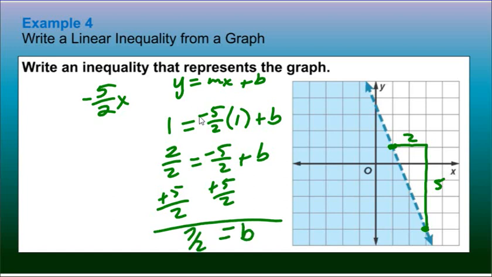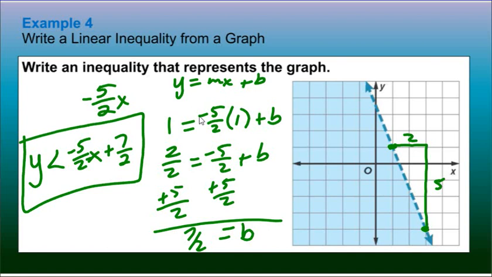And so my equation would be y, but the slope is negative 5 halves x plus 7 halves. And now I have to determine the symbol. I know that it's dashed, so it doesn't have the equal to sign, and it's shaded underneath the line, so that's less than. So I would have an inequality that would be y is less than negative 5 halves x plus 7 halves.